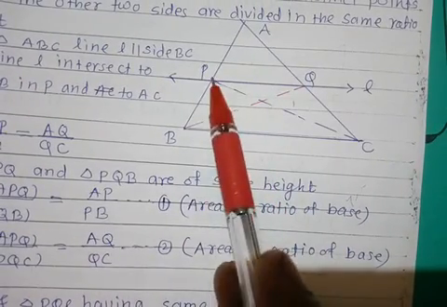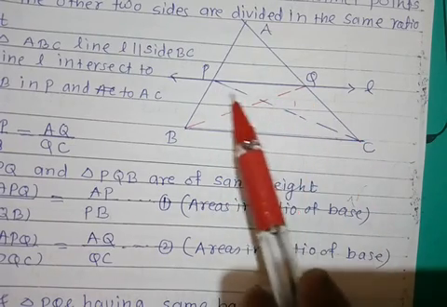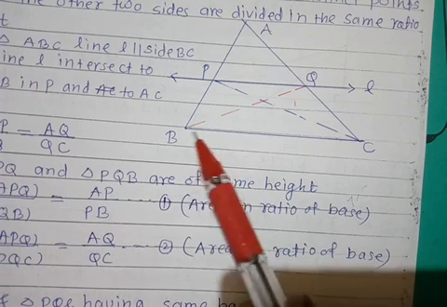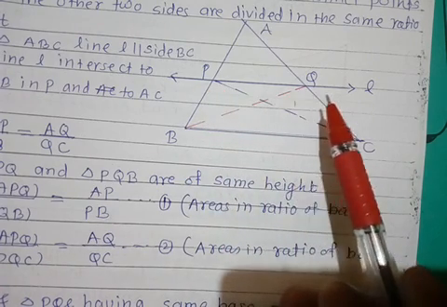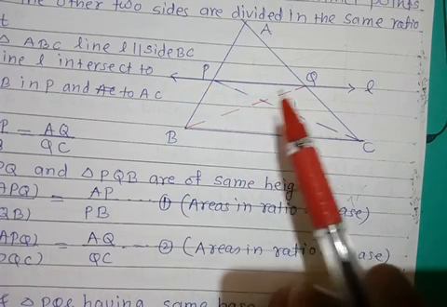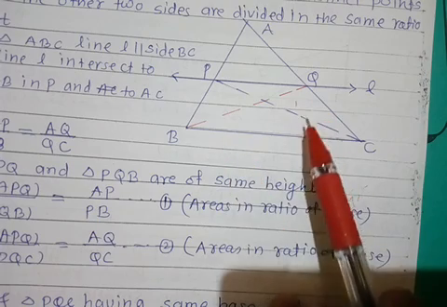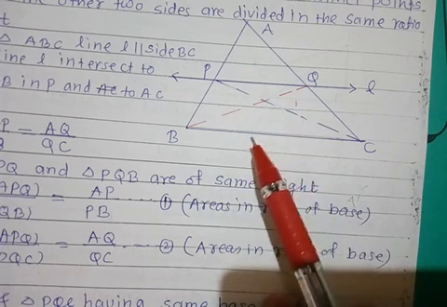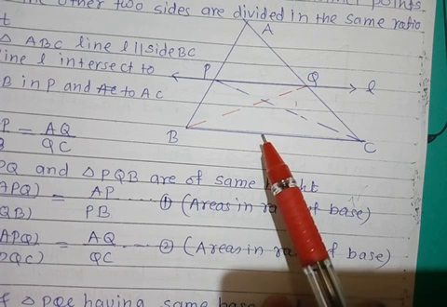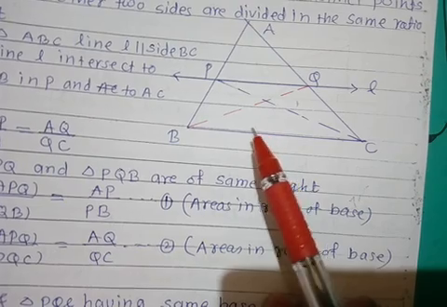But look here, those two triangles, triangle PBQ and PQC, are both triangles between parallel lines. And you have seen in the last video that if two triangles are between parallel lines, then their height is the same. Here the base PQ is also the same, so height same, base same, their ratio is 1:1, means their areas are equal. Their areas must be equal.